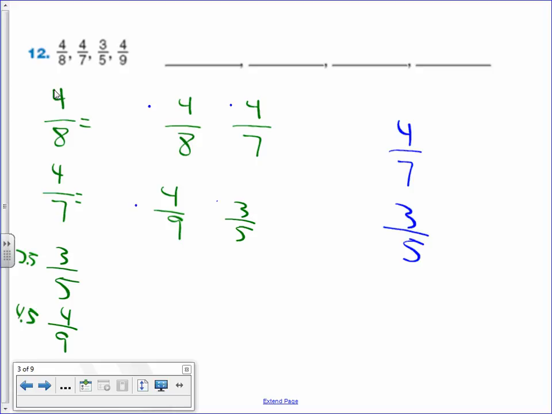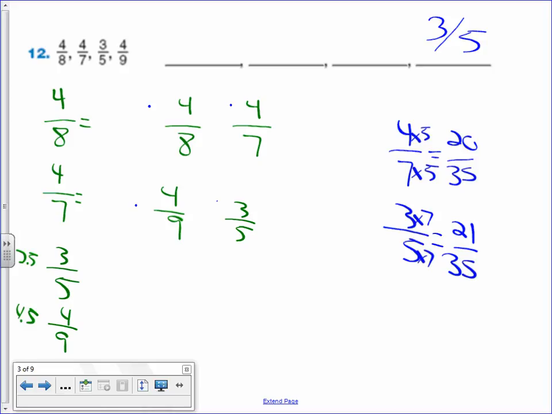Well, I have to find a common denominator. 7 and 5, what do they both go into? They both go into 35. Basic facts here. 5 times 7 equals 35. 3 times 7 equals 21. 7 times 5 equals 35. 4 times 5 equals 20. Well, right here it looks like 3/5 is larger than 4/7. It's larger because 21 is bigger than 20.